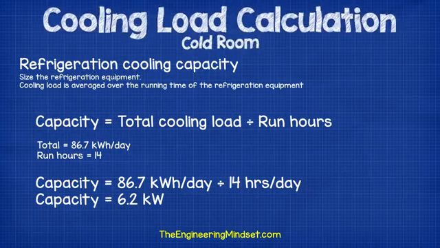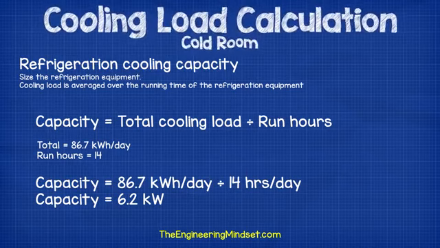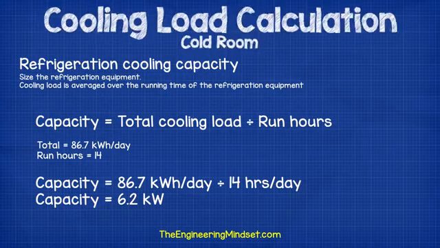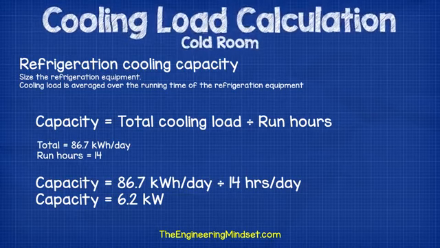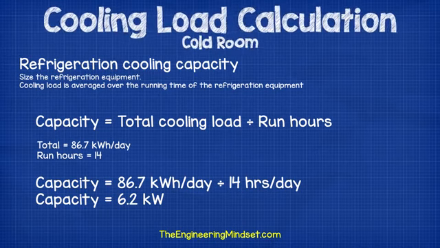The last thing we need to do is calculate the refrigeration capacity to handle this load. A common approach is to average the total daily cooling load by the runtime of the refrigeration unit. For this, I'm estimating the unit to run 14 hours per day, which is fairly typical for this size and type of store. Therefore, our total cooling load of 86.7 kilowatt hours per day divided by our 14 hours of runtime means that the refrigeration unit needs to have a capacity of 6.2 kilowatts to sufficiently meet our cooling load.